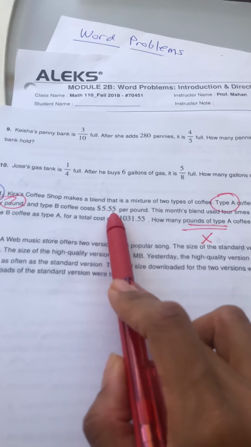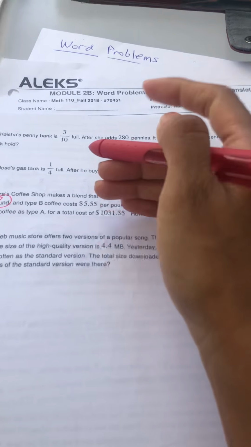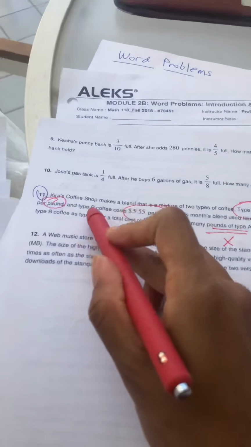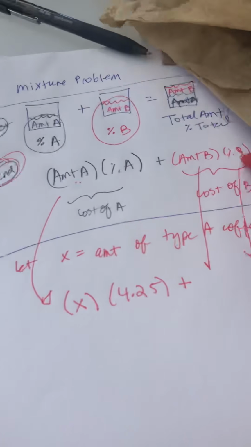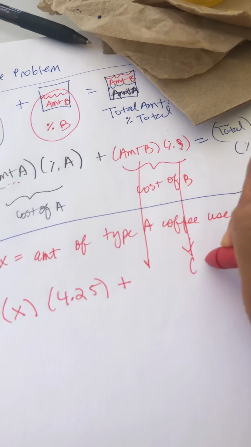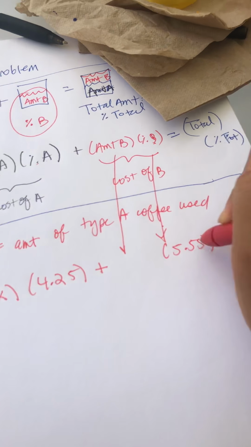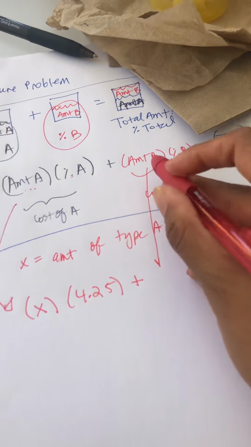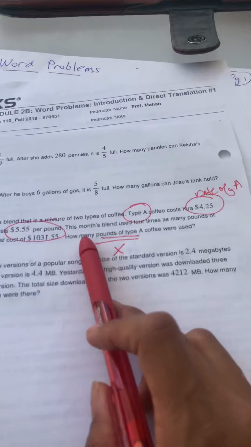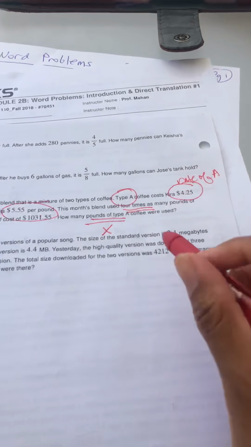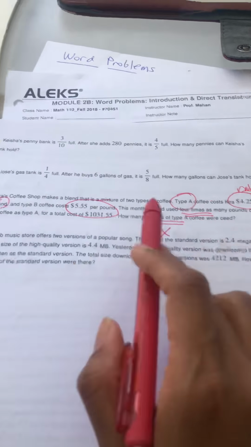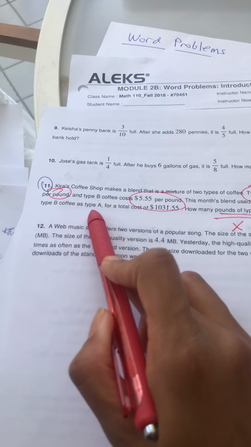Type B coffee costs $5.55 per pound. So this is the rate of B. So the percent of B, or the rate of B, is $5.55. What is the amount of B then? Let's keep reading. This month's blend used 4 times as many pounds of type B coffee as type A.